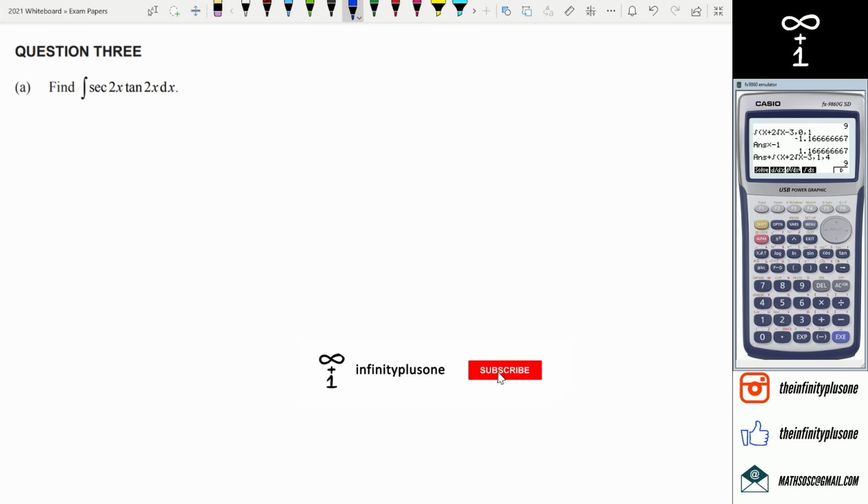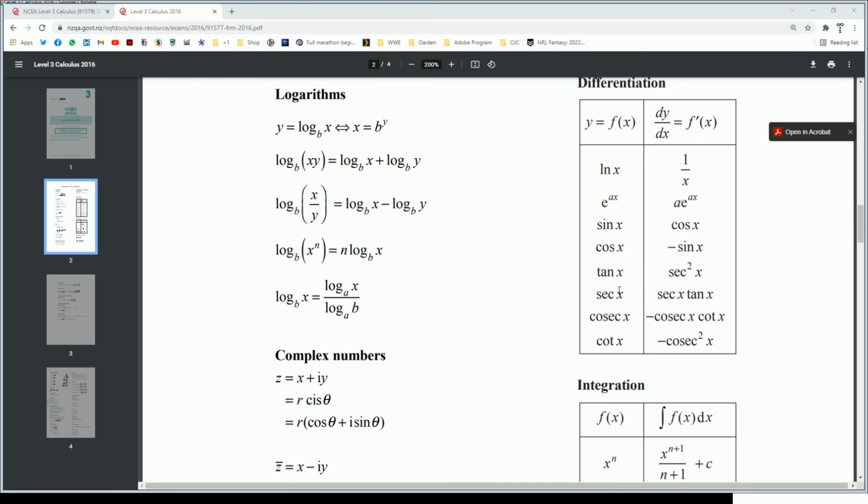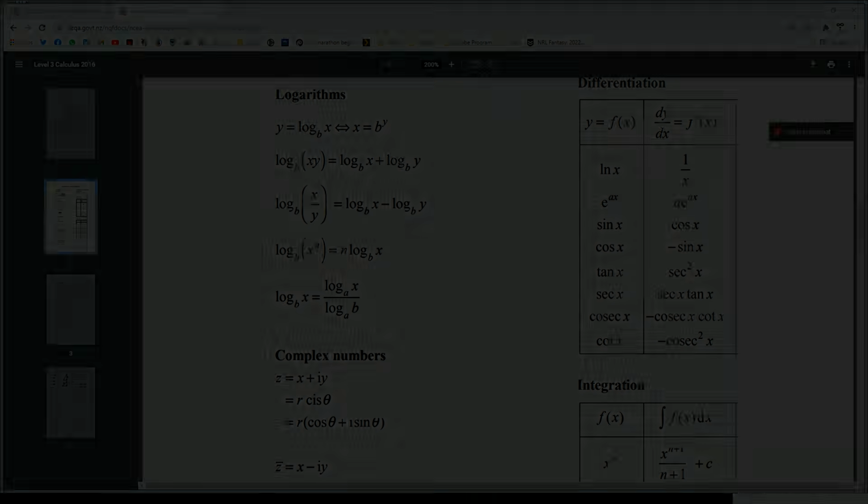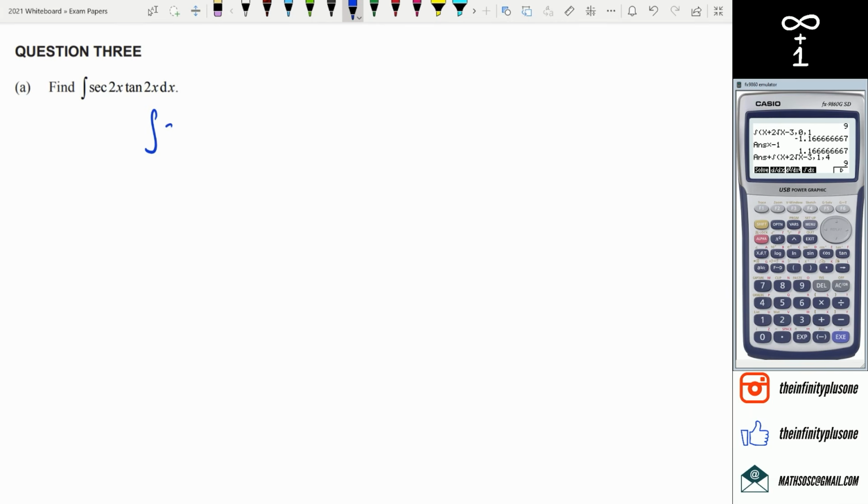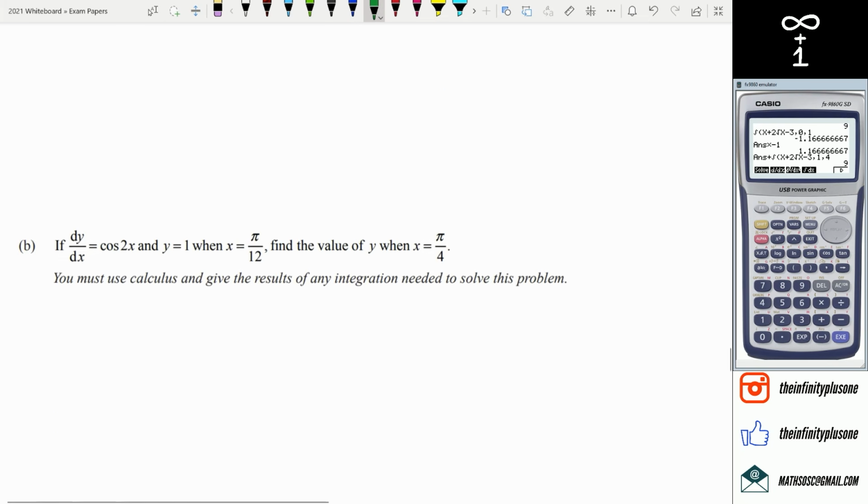If I can find it, sec 2x tan 2x, there we go, there's sec x tan x. So when we integrate sec x tan x, we're going to get sec x. So the integration of this is just going to be sec 2x. And of course, we've got to divide by the differentiation of whatever is inside this little bracket, which is 2x. So differentiation of that is just 2. And of course, don't forget your plus c. That is all for this question. Gets you achieved, and we literally just move on to the next question.